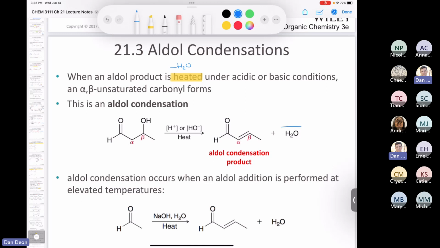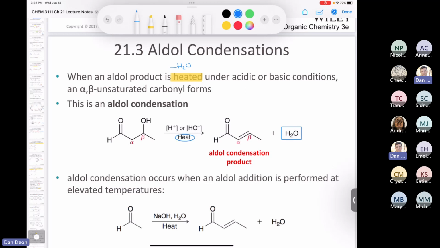So you lose water, and you make an alpha beta unsaturated carbonyl. And we call that an aldol condensation product. Why? Because condensation, right? Loss of water. And you notice that the difference here is what? It's the heat. That is the key deciding factor.